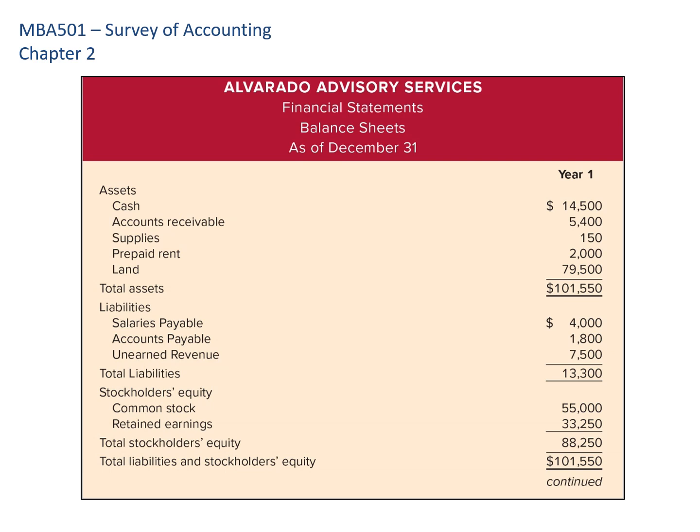And then on our balance sheet, we've got a couple of things here that we haven't seen before. Accounts receivable, supplies, and prepaid rent are assets we haven't seen before. And under liabilities, we've got accounts payable and unearned revenue, which we haven't seen before, and salaries payable as well.